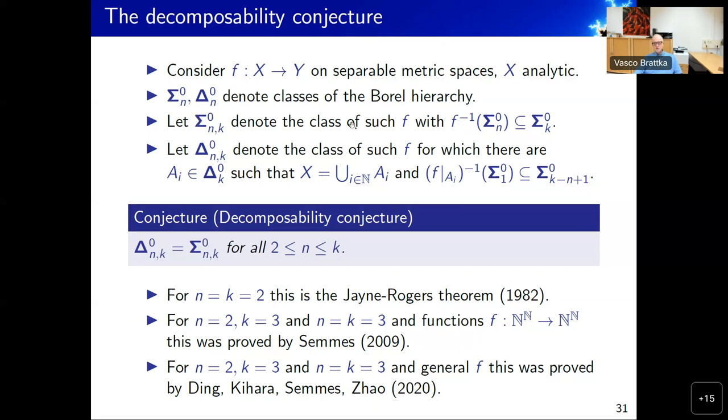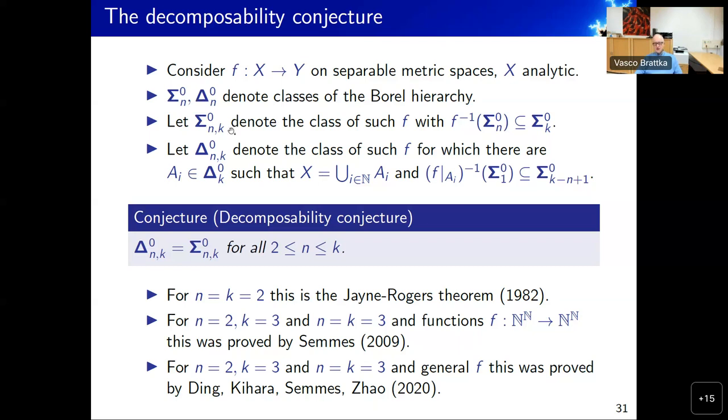By this, I denote the class of functions such that preimages of sigma 0 n sets are sigma 0 k sets. These sigmas here denote the classes of the Borel hierarchy. So we start with the open sets, then we get to the F sigma sets on the next level and so forth. The delta sets are the corresponding delta classes of the Borel hierarchy.